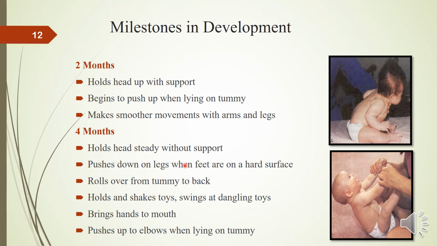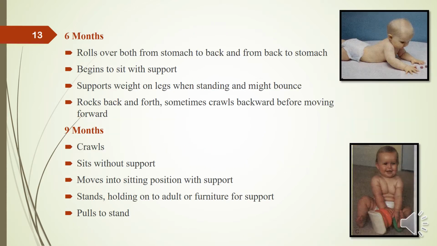You don't need to memorize all of them, but maybe some important points like holds the head and brings the hands to the mouth, right, and holds and shakes toys and swings at dangling toys is all normal of the children. So just try to remember as many milestones as you can. Now for a 6 month old, the child is able to roll over both from the stomach to back and from back to stomach. This is normal for a 6 month old child, and he begins to sit with support. And at 9 months of age, the child begins to crawl.